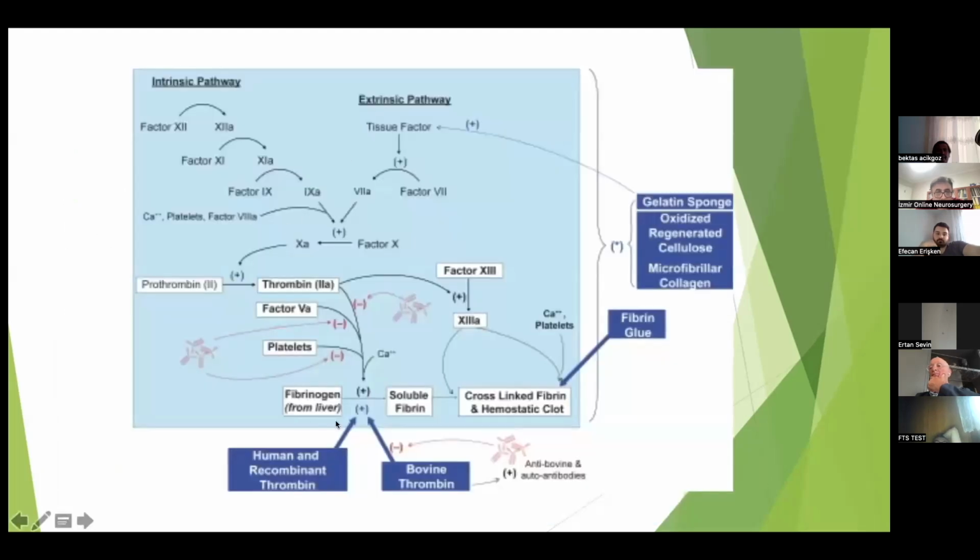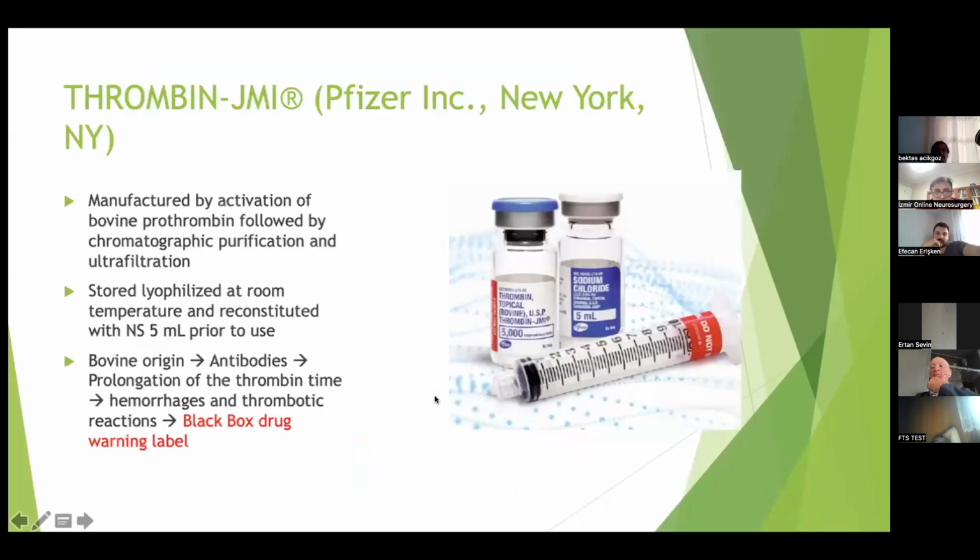So these are the areas where thrombin is acting, fibrinogen to fibrin. Now, one product worth mentioning is Thrombin-JMI. The main point of mentioning this is that it was of bovine origin, and it led to the formation of antibodies, leading to prolongation of thrombin time and leading to hemorrhages and thrombotic reactions. So it is not used in neurosurgery, and it is highly antigenic. So the FDA put something called a black box drug warning label. That means that it is no longer safe to use. It can be associated with high risk of death.